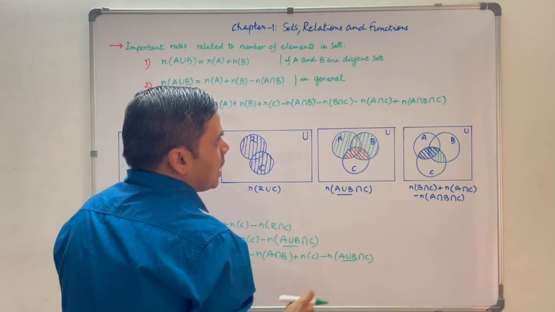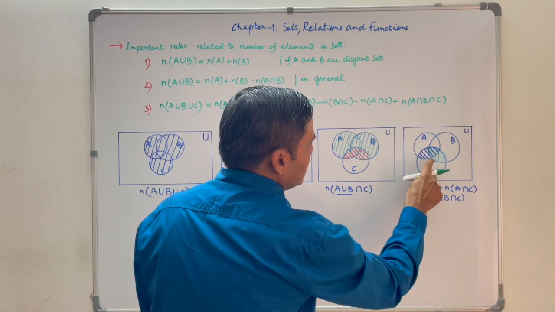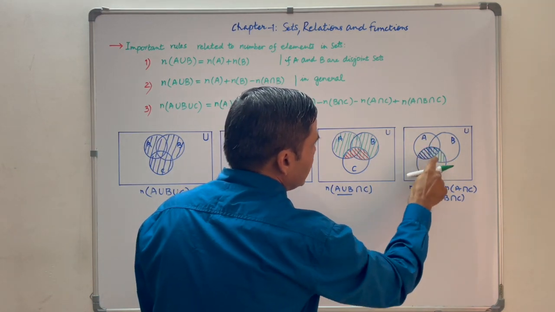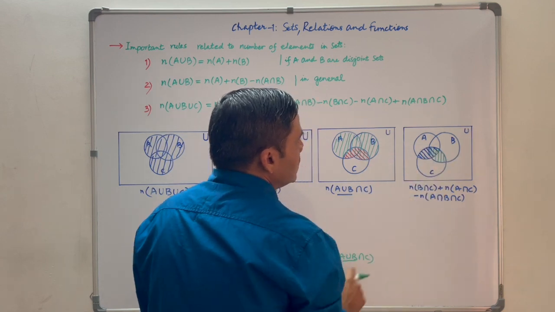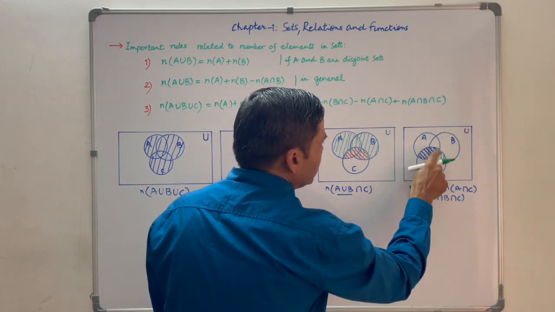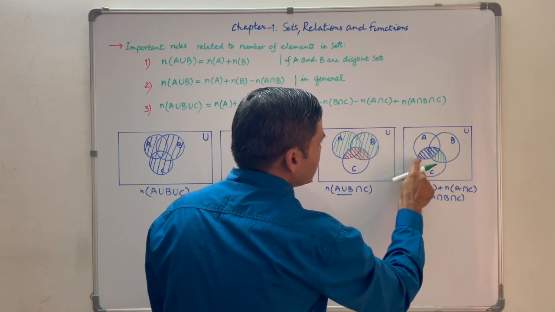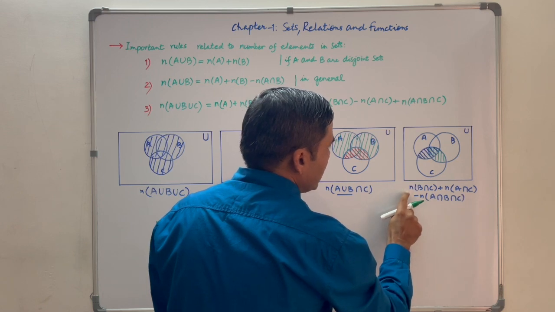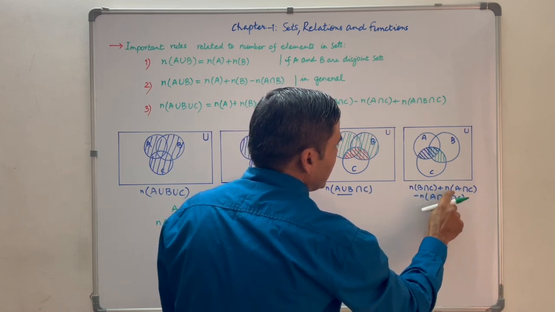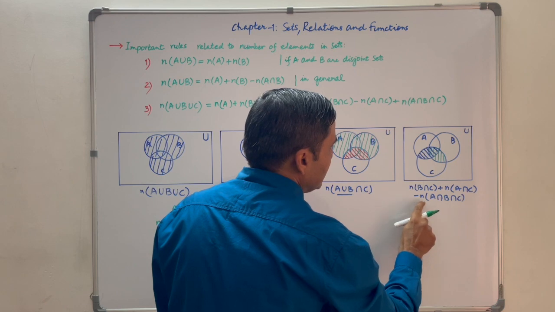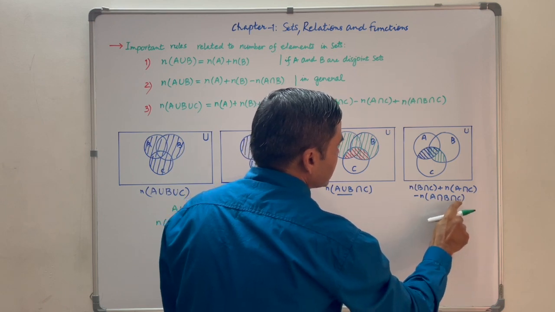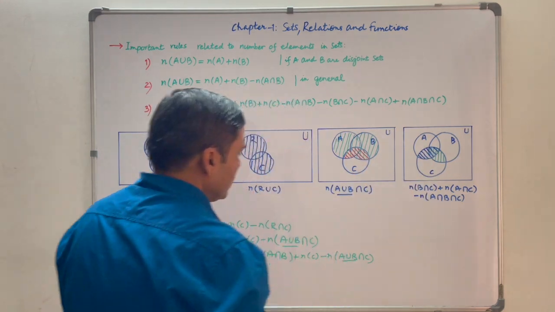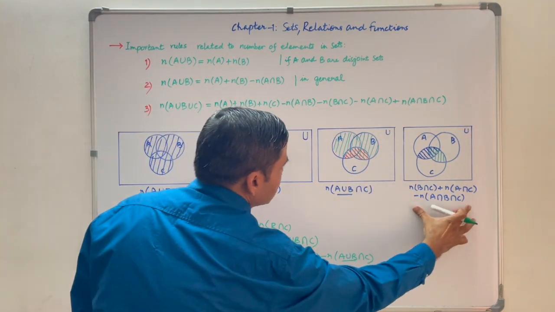In this figure, I have done B intersection C. So B intersection C is this portion. Then A intersection C is this portion. So I have added B intersection C plus A intersection C, and I have subtracted this common portion once. Means n(B intersection C) plus n(A intersection C) minus n(A intersection B intersection C). But notice that these two portions are same. So I can replace this by this.